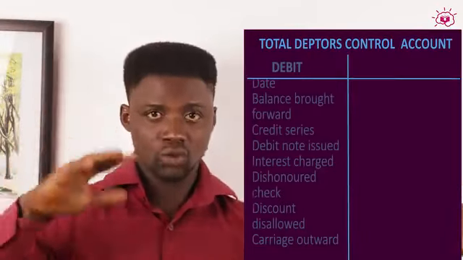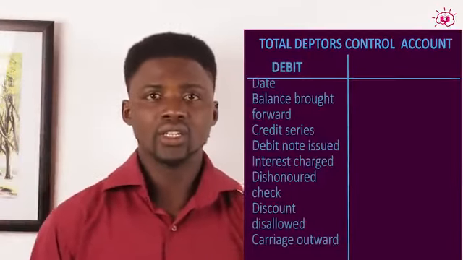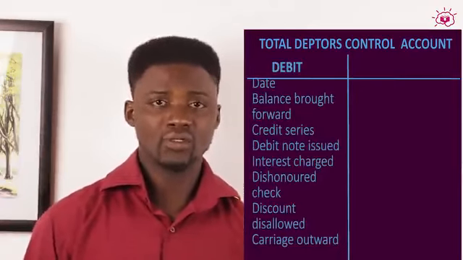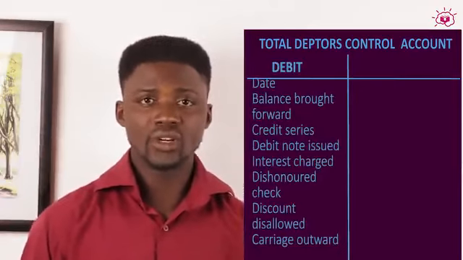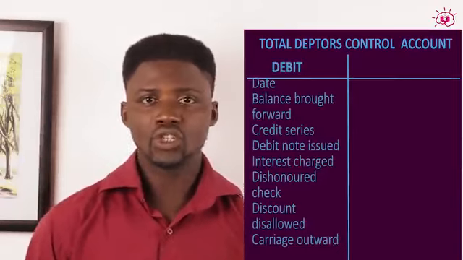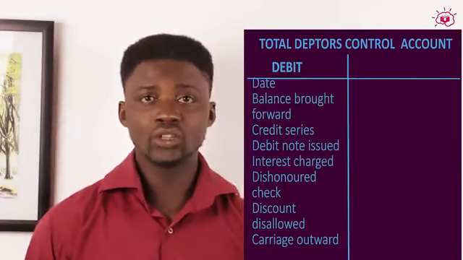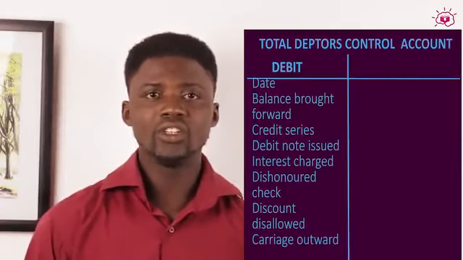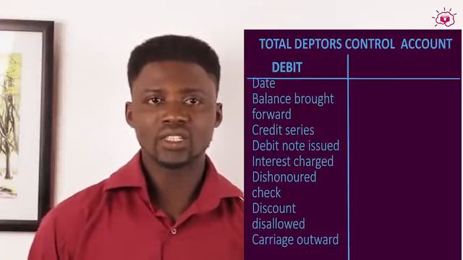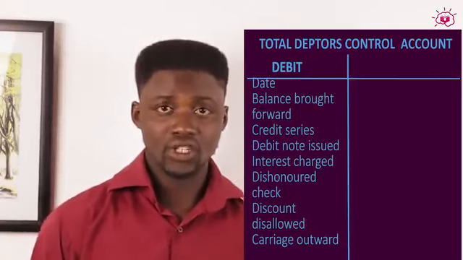Now, in the total debtors control account, which is the same as the sales ledger control account, you have the date on both the debit side and the credit side. Then on the debit side you have the January balance brought forward. You have the credit sales, you have the debit note issued, interest charged on overdue accounts, and you have the dishonored check, the discount disallowed, and carriage outward.